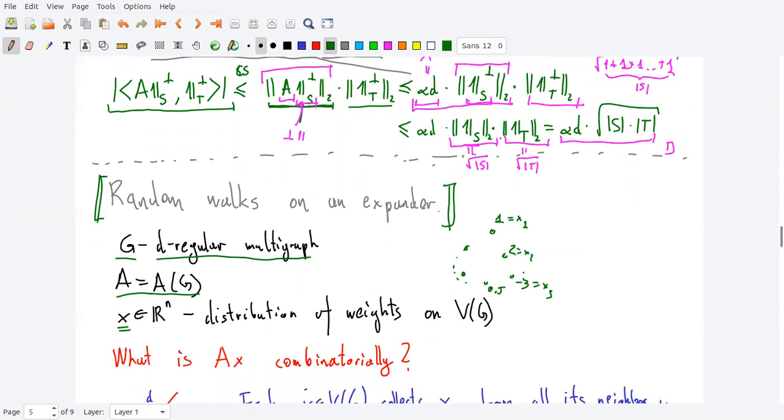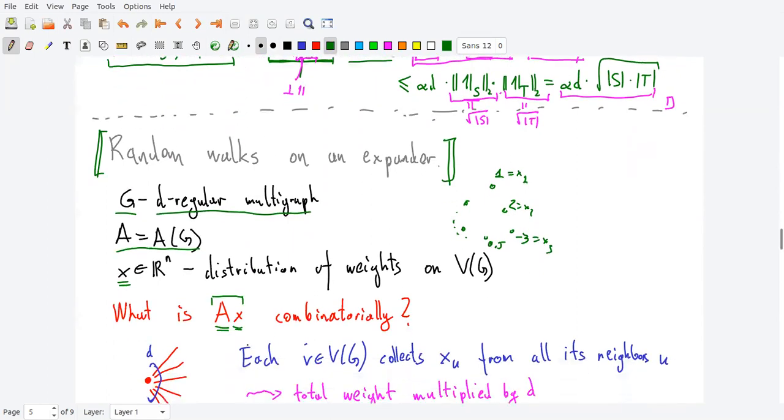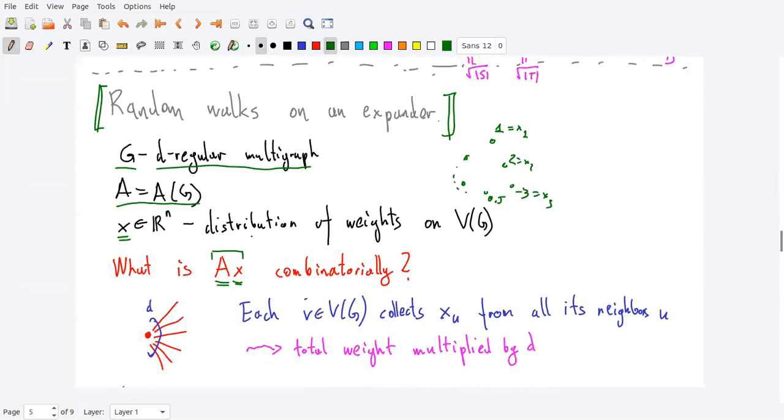So now you can take this vector of weights on the vertices and apply the matrix A. How can you understand this algebraic expression in combinatorial terms? Essentially, if you look at this multiplication, whenever you've got some vertex v, what happens in the row corresponding to the vertex v is that it looks at all the neighbors of v. These are the vertices where the corresponding columns have non-zero entries, and you collect the weights from all the neighbors.